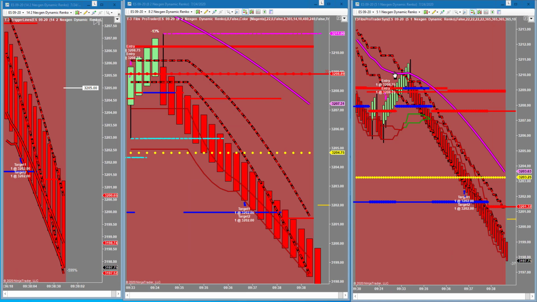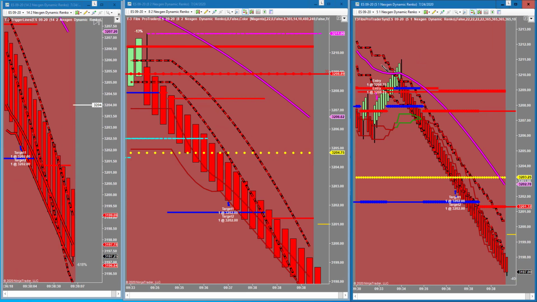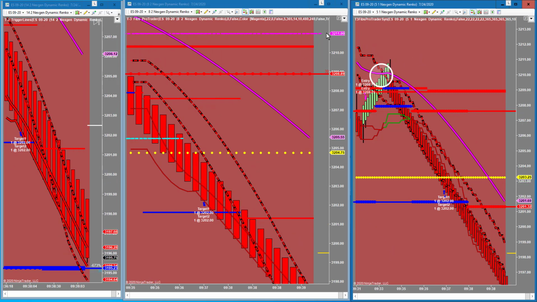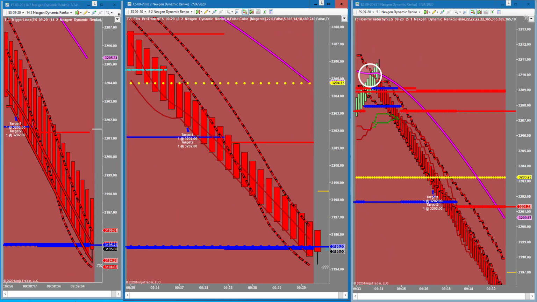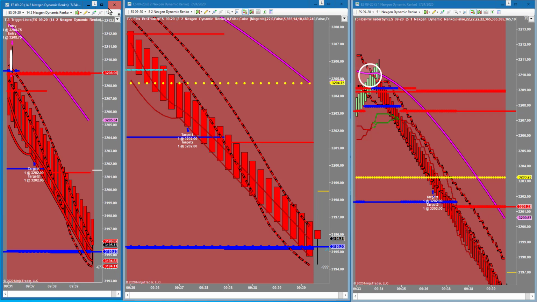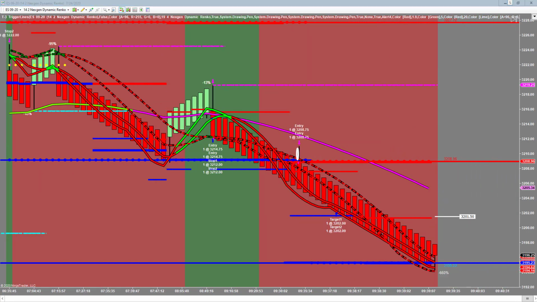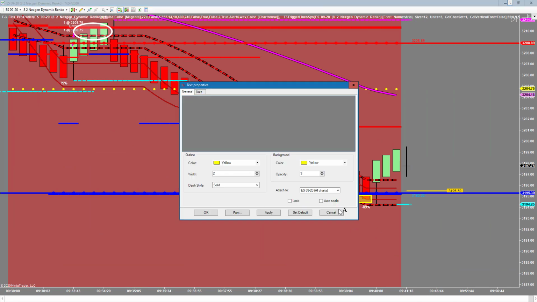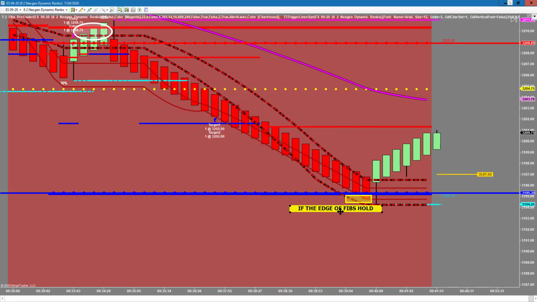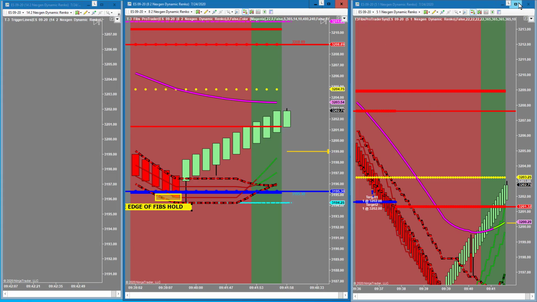All right. Again, look, I could have got a better fill, but a little extra stop. No big deal. Could have made a little more, huh? And look where we're at, guys. Triggers are weak. We got the edge of fibs. See how the smalls are inside of the large here? Really easy to see on the 8-2.